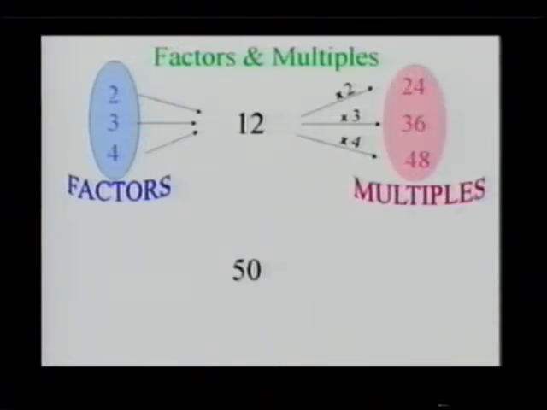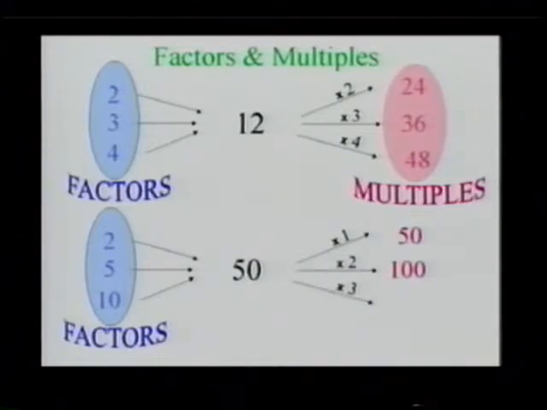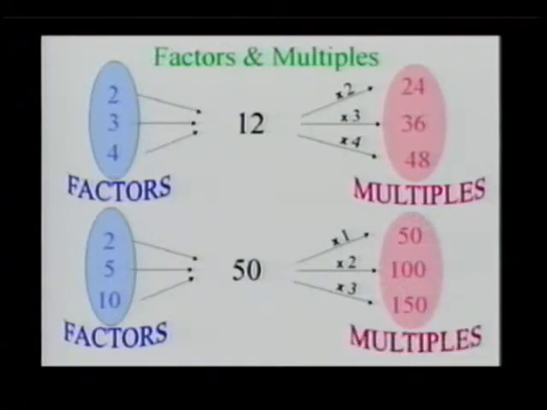Let's look at 50. The factors of 50. 2 goes into 50. 5 goes into 50. 10 goes into 50. Okay, all these things that go into the number are called its factors. Whereas the things that 50 goes into are multiples of that number. Of course, there's way more than what I'm showing you, but that's just to give you the idea of the difference between factors and multiples.